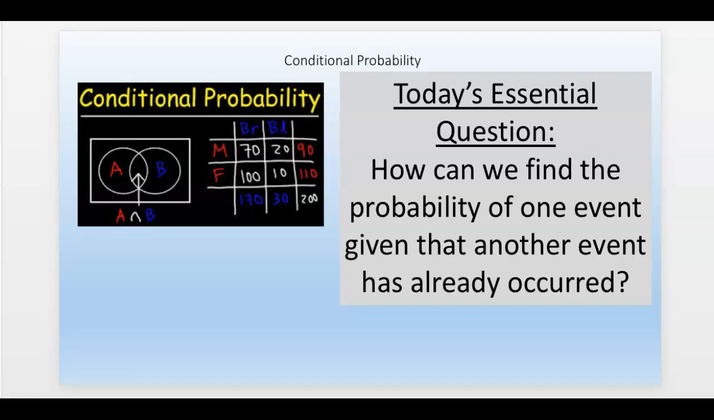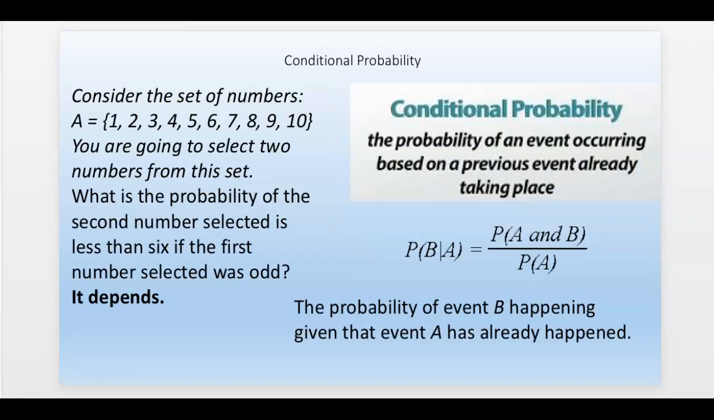Again, y'all, these are dependent events where one event affects the other. So the probability of the second event happening is going to be affected by what happens in the first event. All right, that's conditional probability: the probability of some event occurring based on the fact that some previous event has already taken place.